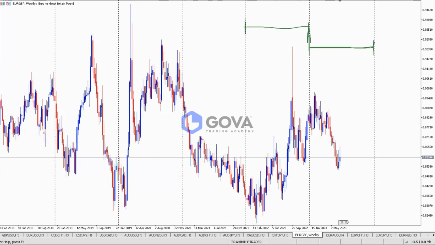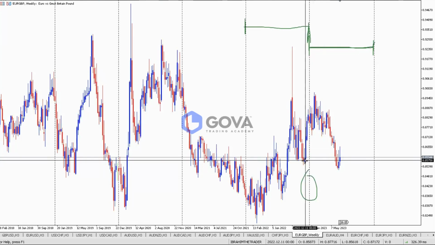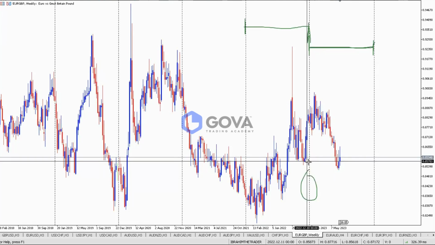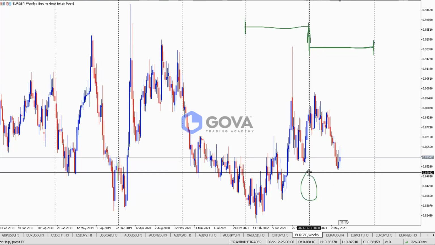If it is properly placed, you should be able to see that the cross here should sit properly on the period separator, okay? You can see right now it is not properly placed, so I'm going to place it properly. Now you can see it is properly aligned with the period separator that we have here.